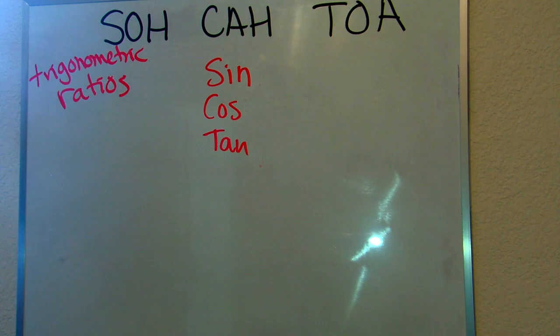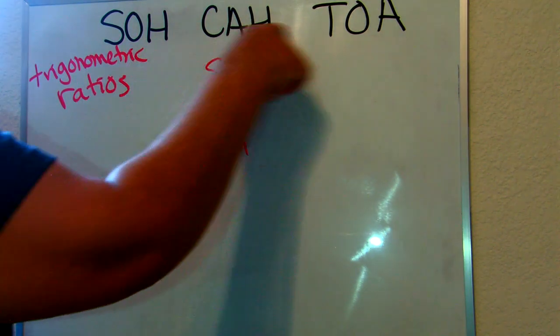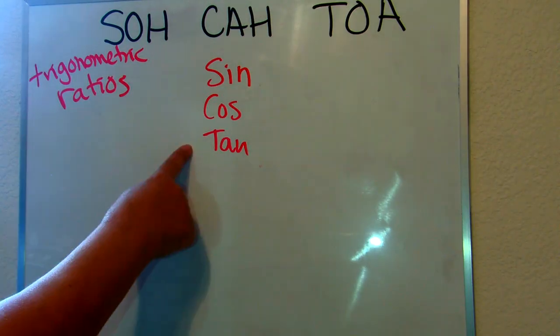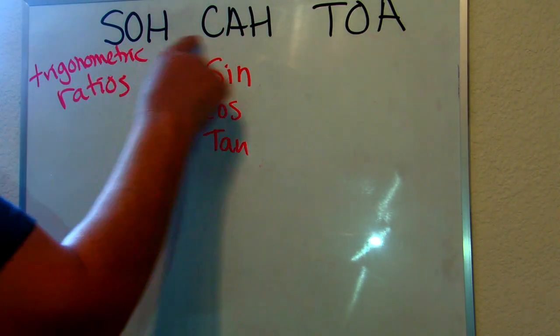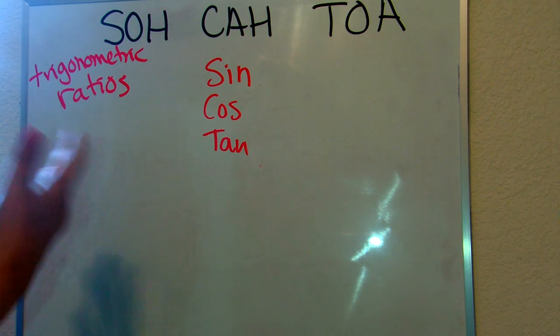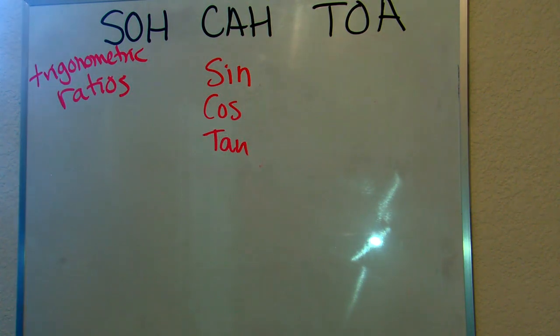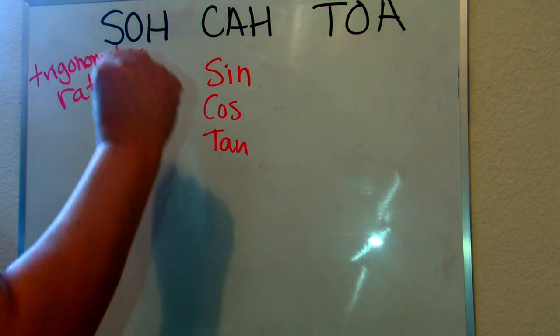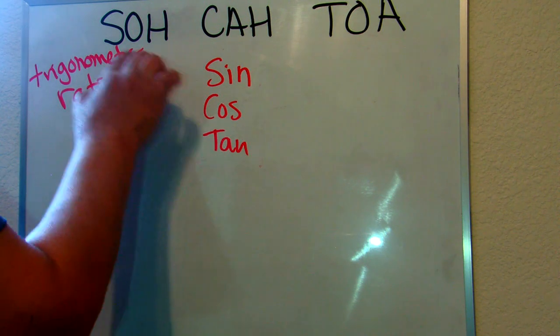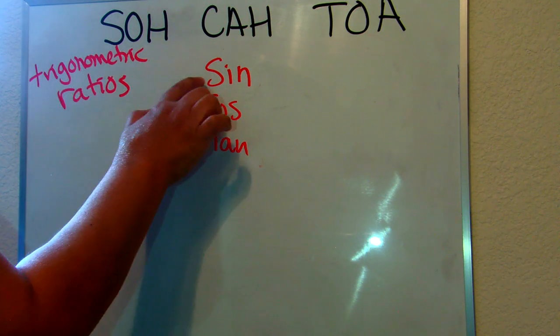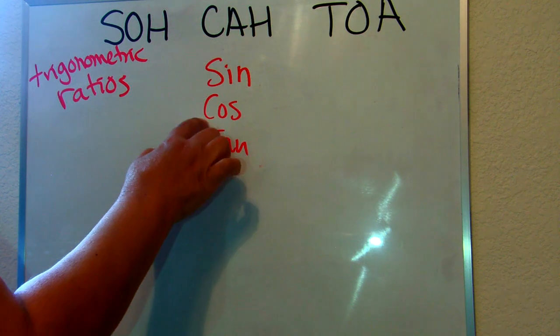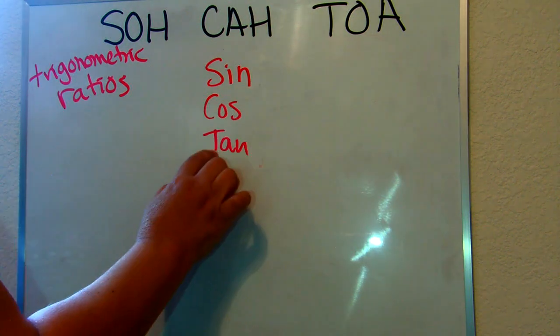So what does this thing over here have to do with this? This is a mnemonic. If you say it, SOHCAHTOA, it sounds like a Native American name, like Pocahontas or something like that, with full respect to Native American names. Okay, so it's just a mnemonic. This S is for the sine, this C over here is for the cosine, and this T over here is for the tangent.